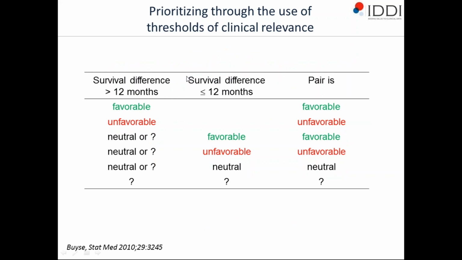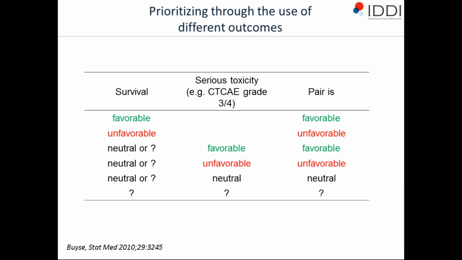We can also look at prioritized outcomes by looking at the threshold. We could say, for example, that I'm interested in patients whose survival times differ by more than 12 months. And if they don't differ by more than 12 months, then what about less than 12 months, maybe 6 months, maybe 9 months, maybe 3 months? And I can do this for every threshold that I find of clinical relevance.